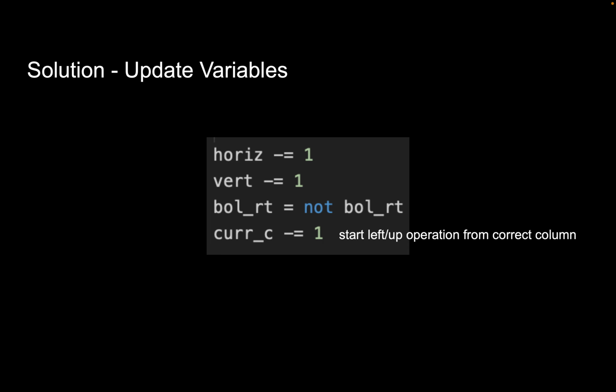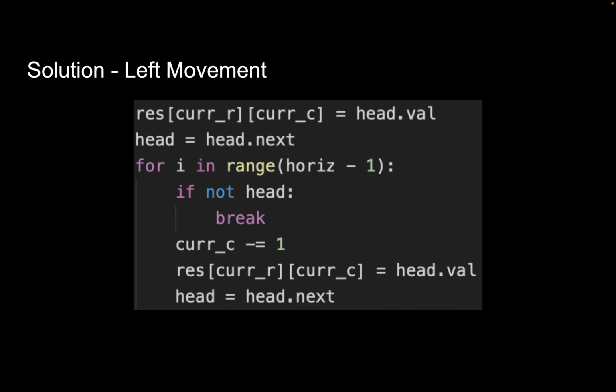Also notice that we need to set current c minus equals 1, as we now need to start from one column on the left of the current column. This will ensure that our left up operation will not override the current results from the right down operation. Okay, so this is a case where we are doing a left up operation. So it's very similar to the case in the right down movement.